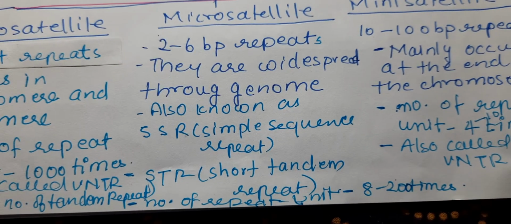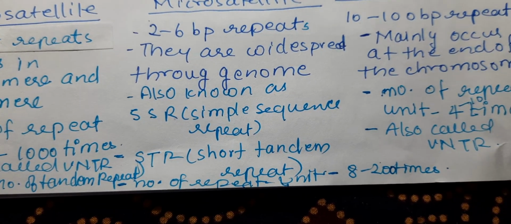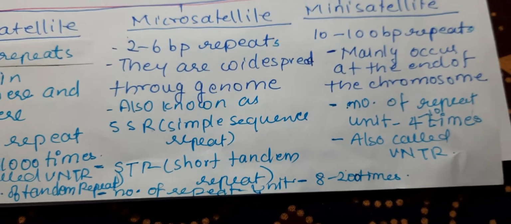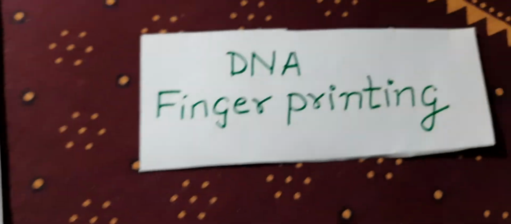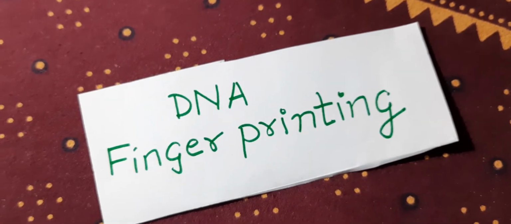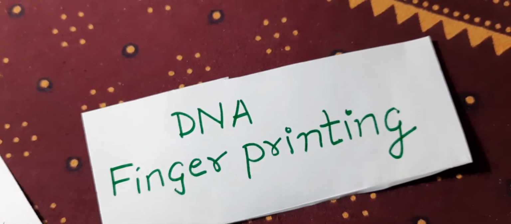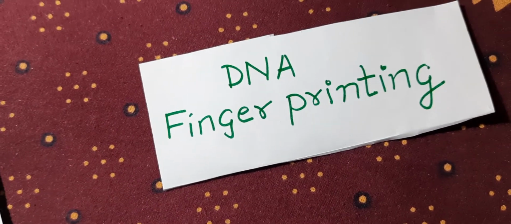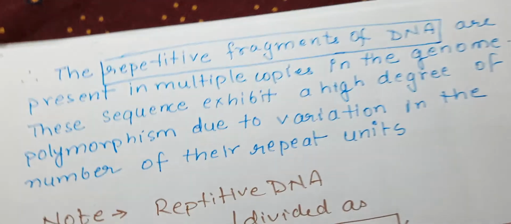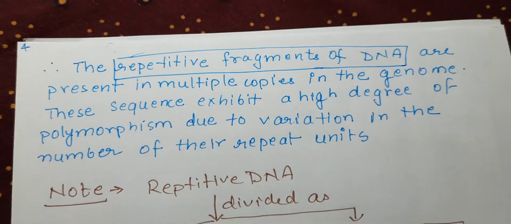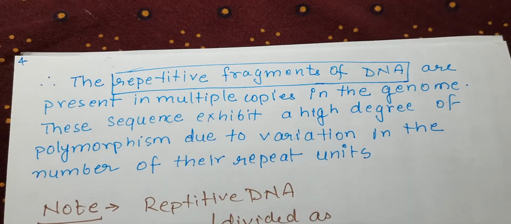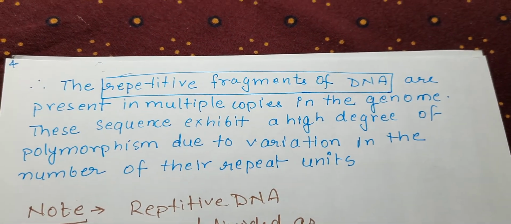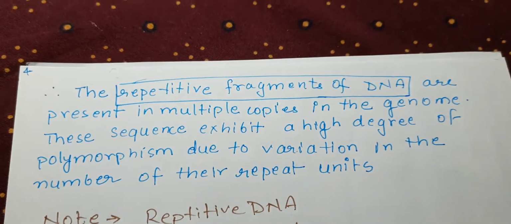They are also known as simple sequence repeats or short tandem repeats, and the number of repeats varies from 8 to 200 times. Now these repeats are important in DNA fingerprinting. The repetitive fragments of DNA are present in multiple copies in the genome, and these sequences exhibit a high degree of polymorphism due to variation in the number of their repeat units.